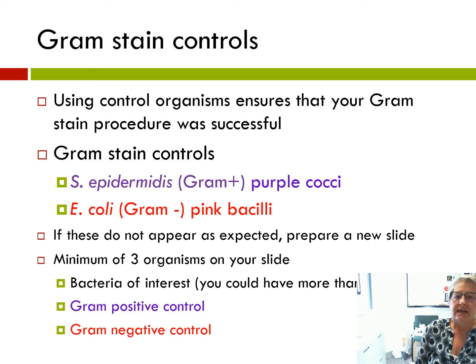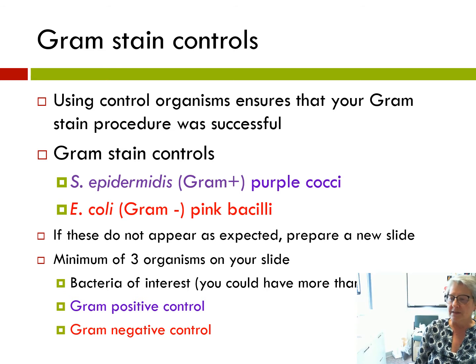Because the Gram stain procedure can be finicky, you must always use Gram stain controls. The Gram stain controls ensure that your Gram stain procedure was successful. And once you've made your Gram stain, you do want to look at the controls first when looking at this under the microscope, because if your Gram stain controls don't stain as expected, then you can't have confidence that your bacteria of interest stain properly.